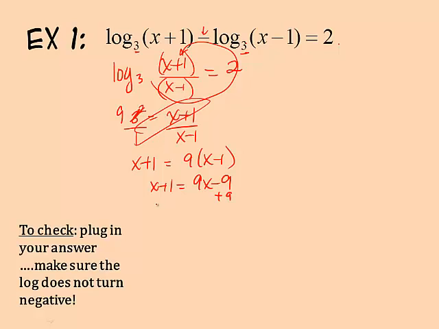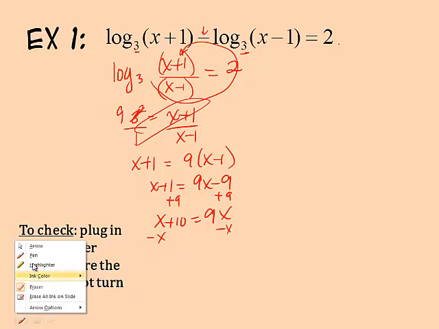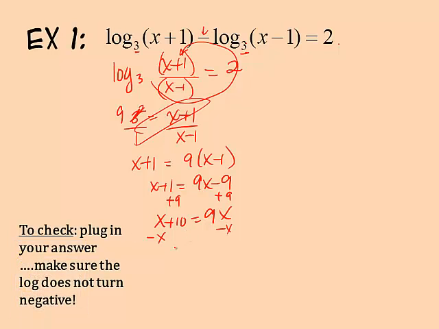I'm going to add 9 to both sides. Subtract 1. So I have 10 equals 8x. Divide by 8. And x is, if I reduce that 10/8, I get 5/4.